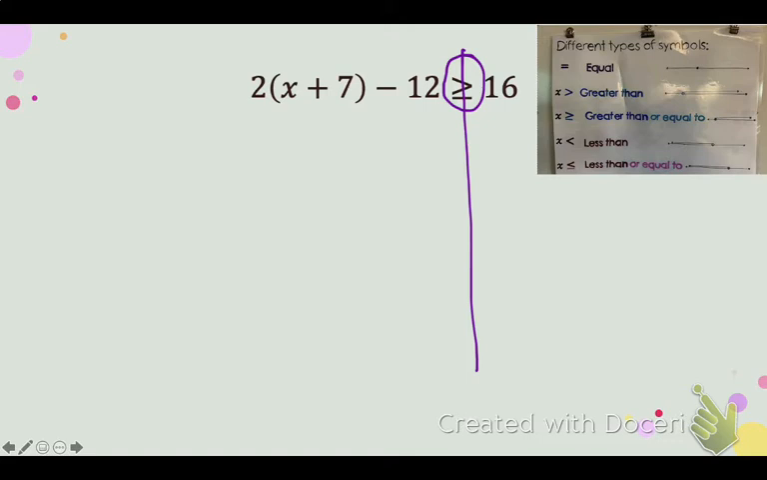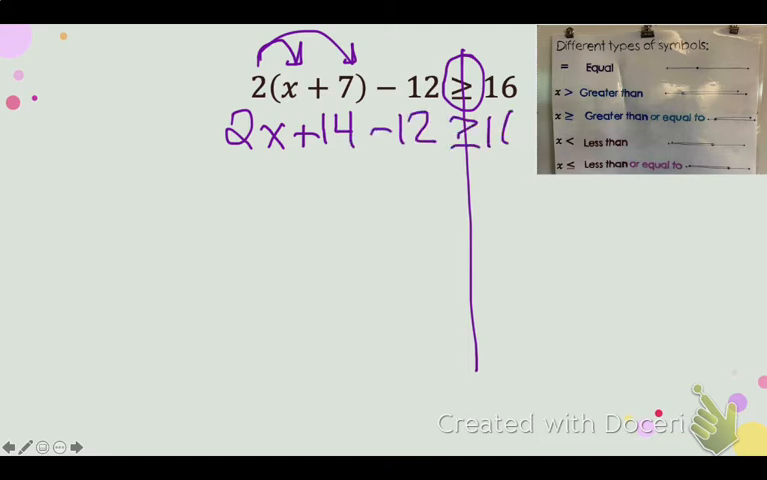Step 1 is to distribute everything you can. So I'm going to distribute the 2 to the x and to the 7. So this becomes 2x plus 14 minus 12 is greater than or equal to 16.